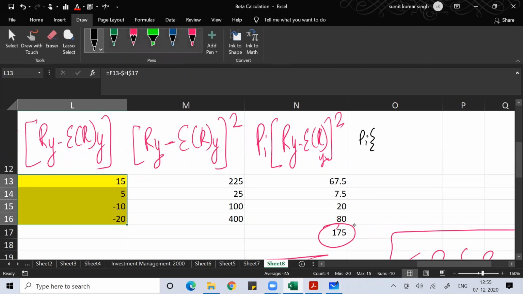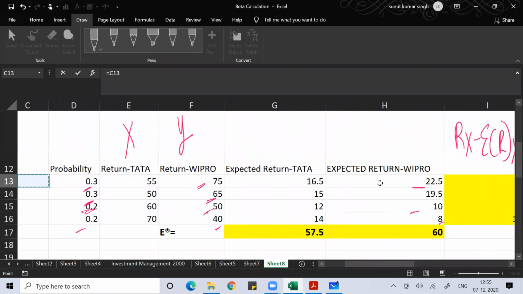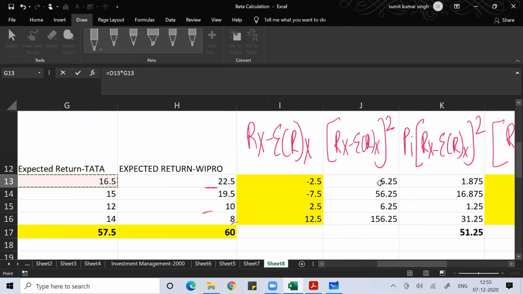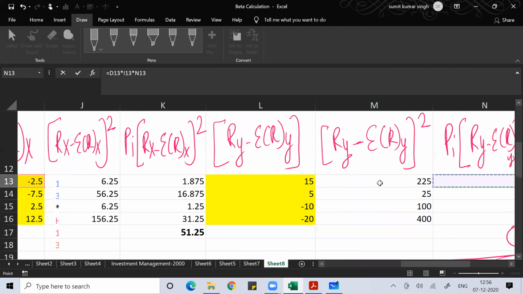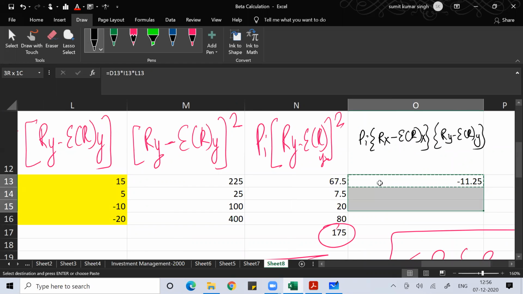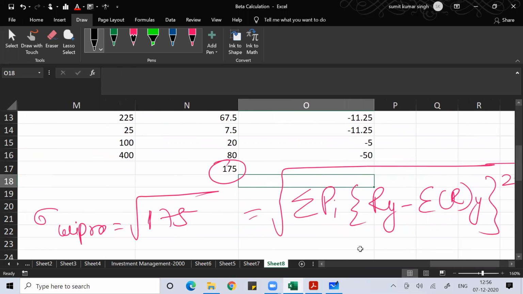If I multiply them with their probability, so probability into (Rx minus ERx) into (Ry minus ERy), and I do the sum of this, I'll get their covariance. Simple calculation. I'll check the probability, and this probability I multiply with Rx minus ERx into Ry minus ERy. I multiply them, and if I do the sum of this, this is the covariance.